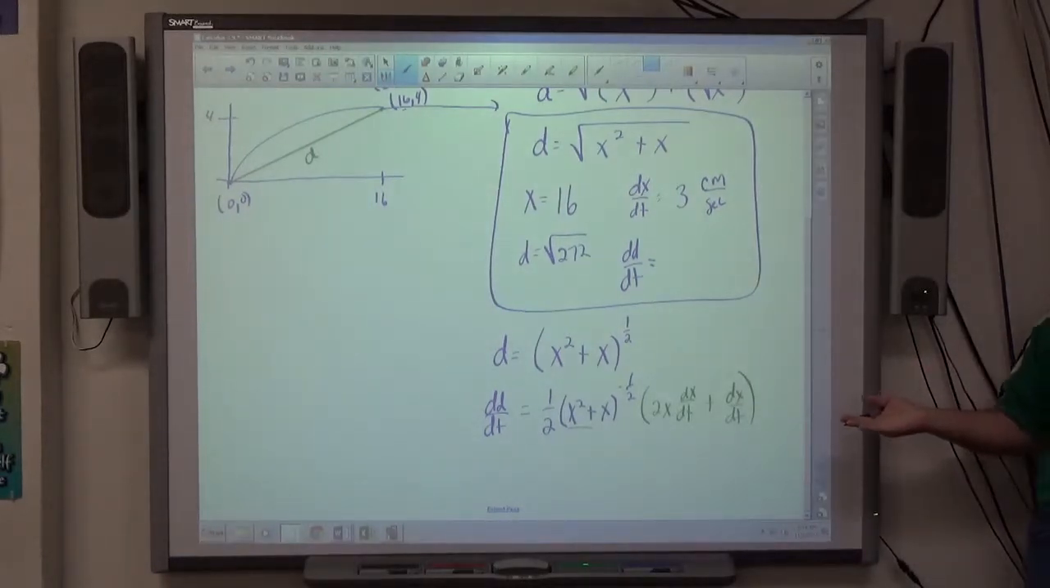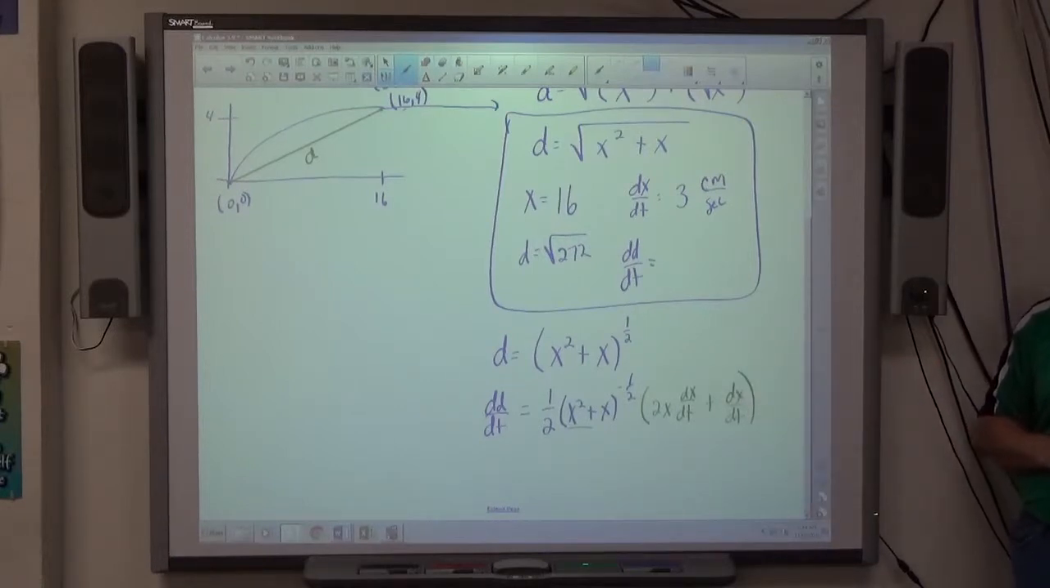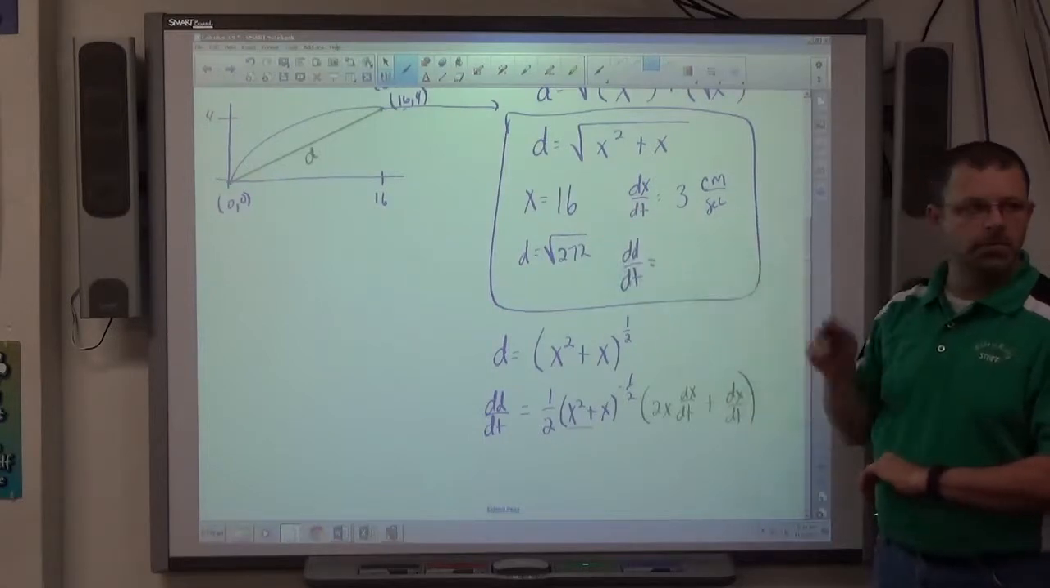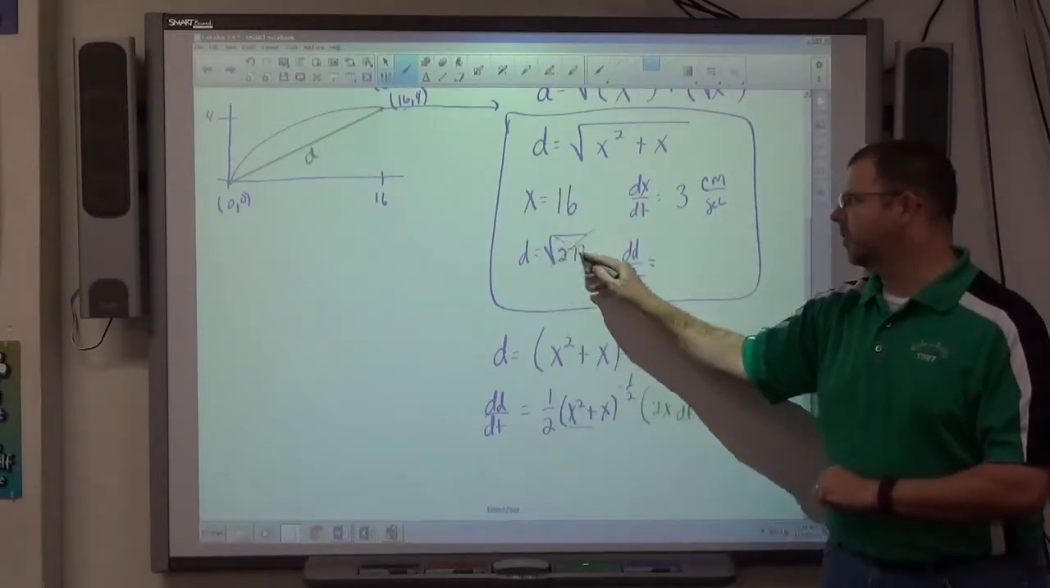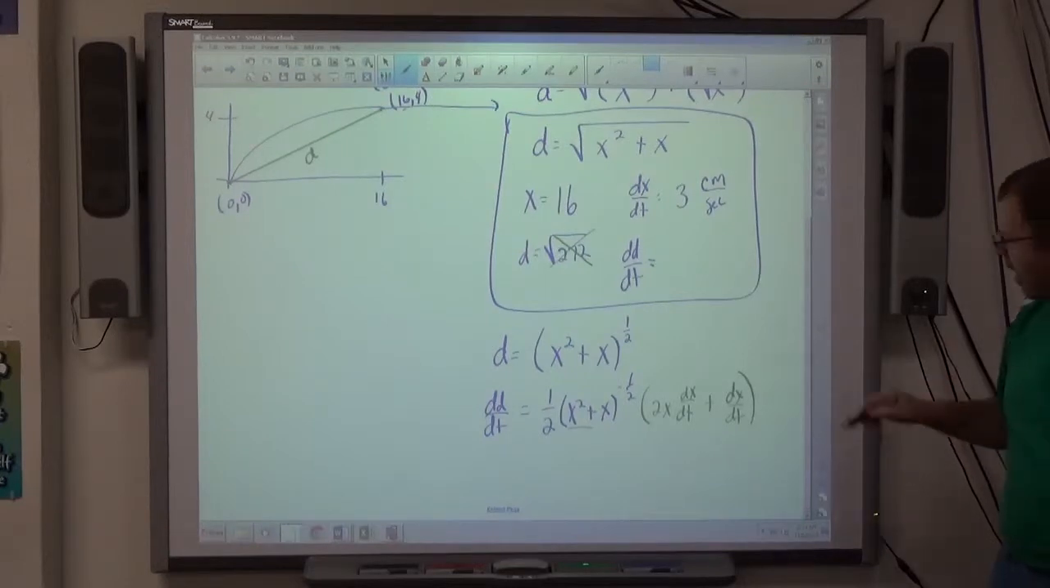The derivative of x squared is 2x, put a dx over dt on that because x is not t. The derivative of x is 1, multiply that times dx over dt, because again x is not t. 1 times that just makes dx over dt. And just like that, we have a friendly little equation here that's going to tell us what dd over dt equals. All we need to know is values of x and dx over dt, which we know. Again, d was irrelevant. We didn't need to know it, so if we found it, fine. If we didn't find it, fine.